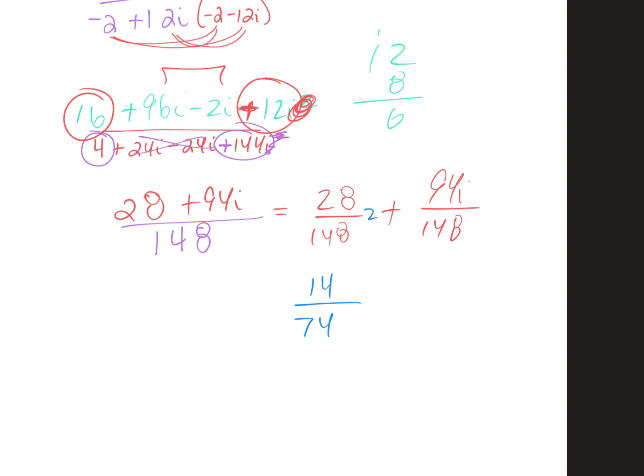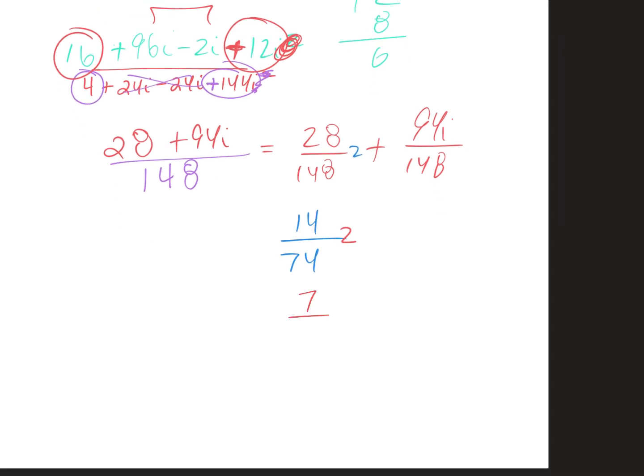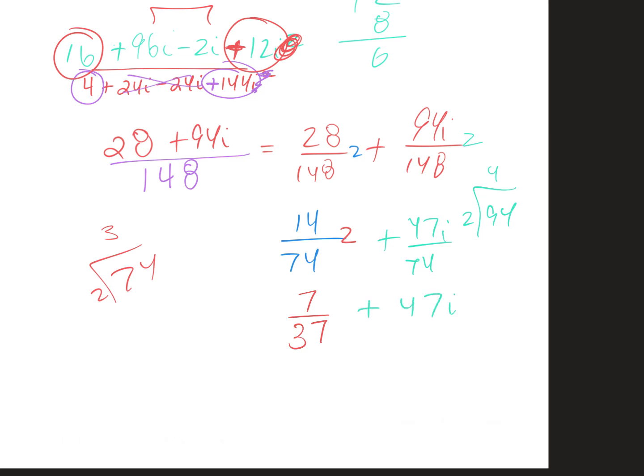Oh, can I get that a little smaller? Yeah. If I divide top and bottom by 2 again, 14 divided by 2 is 7, and 74 divided by 2 is? Do it over here. 74 divided by 2 is 37. Good. So now, right-hand side, same thing. Start with 2. What's 94 divided by 2? 47 over 74. 47i over 74. Is that going to simplify anymore? Yes or no? So this is going to be 7 over 37 plus 47i over 74.